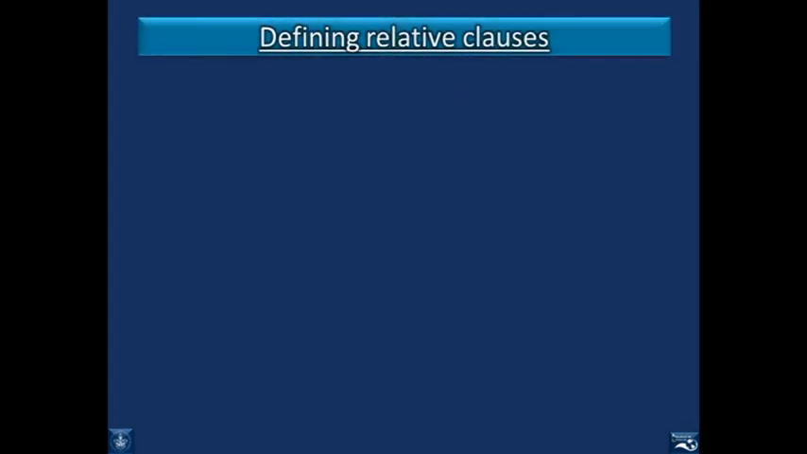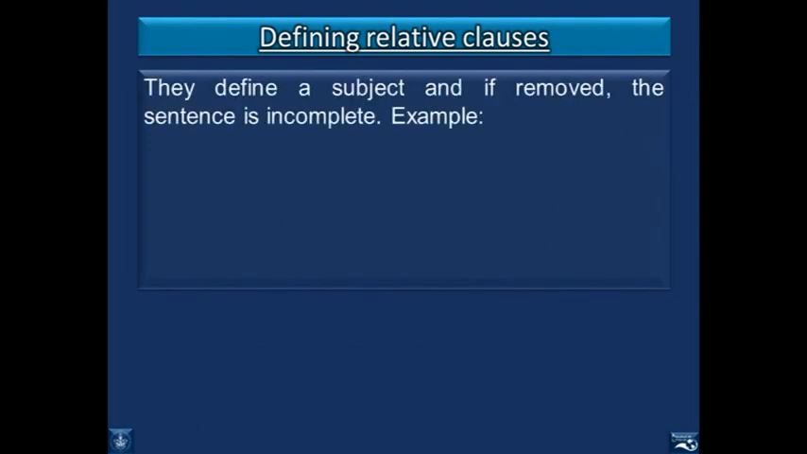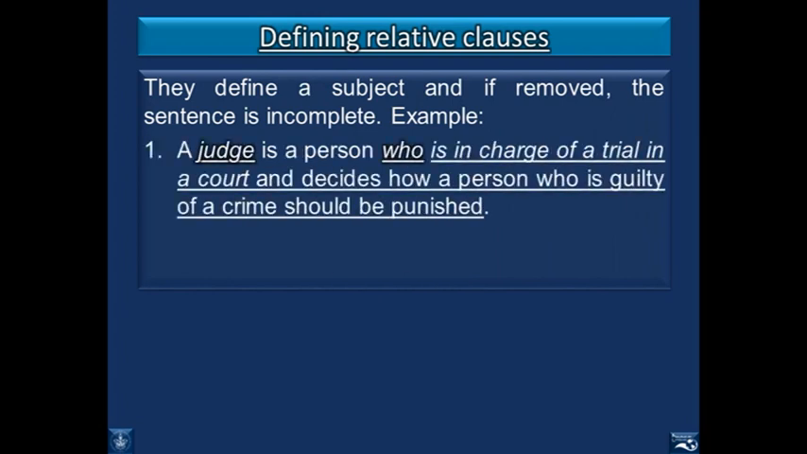Now, there are two kinds of relative clauses. Let's begin by defining relative clauses. Defining relative clauses help us, as the name suggests, to define the subject. So we cannot remove them because then the sentence will be incomplete. Here's one example. A judge is a person who is in charge of a trial in a court and decides how a person who is guilty of a crime should be punished. If we eliminate the whole relative clause, who is in charge of a trial and all of the rest, we are left with an incomplete sentence, right? In other words, we don't have a clear definition of the subject.